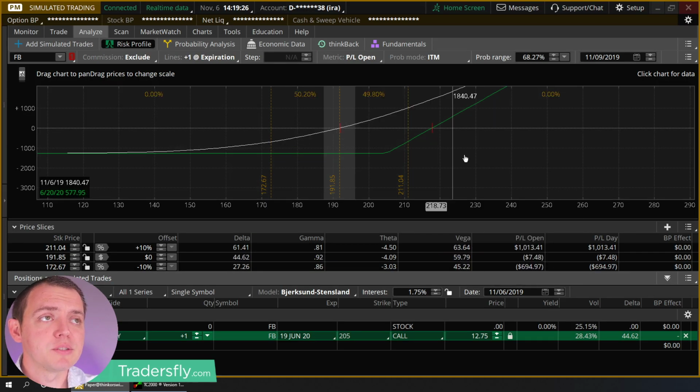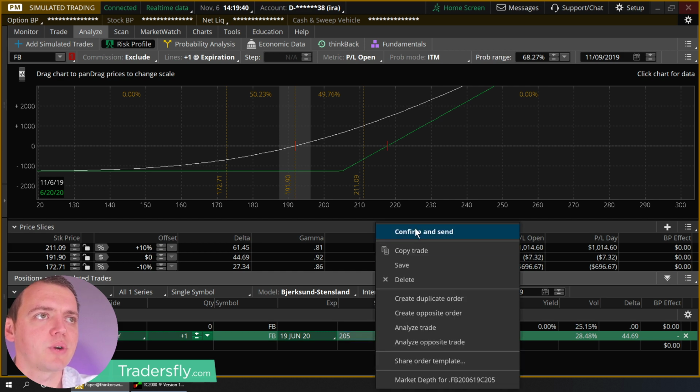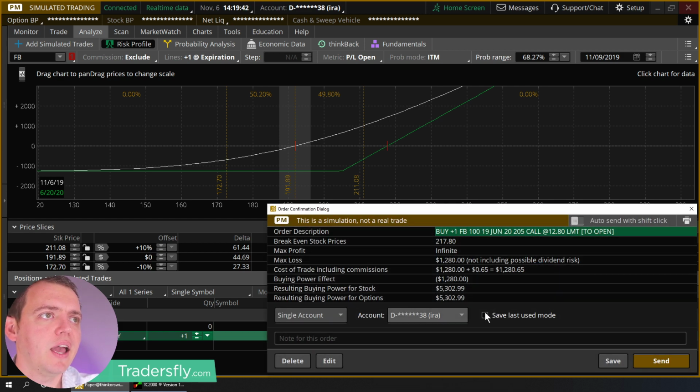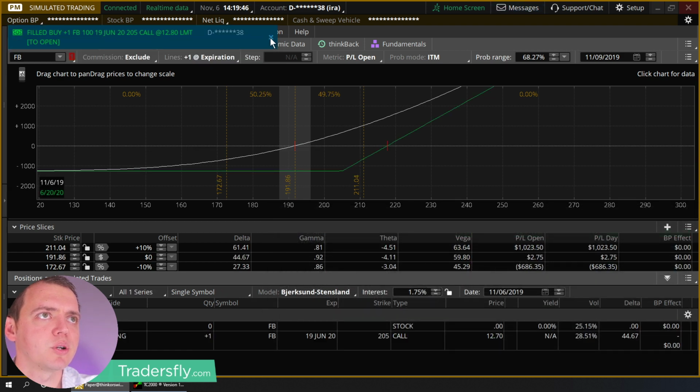So that's the thing with options. But if it does move, you don't have to pay for the stock, and you could go ahead and profit from the move. So I could continue to just sit on it for a while rather than owning the shares. Now, to purchase this, all I got to do is right-click, confirm and send, and that would send that order in. So let's go ahead and put that in. You can see it gets in pretty quickly.